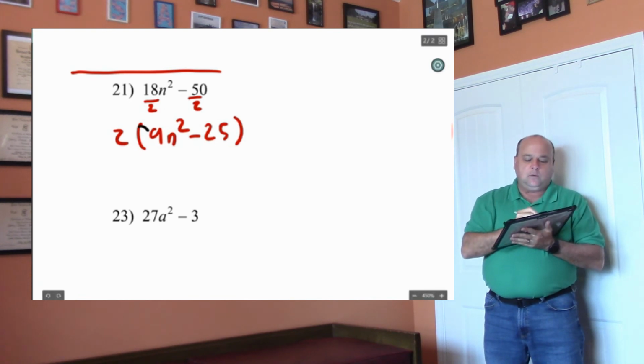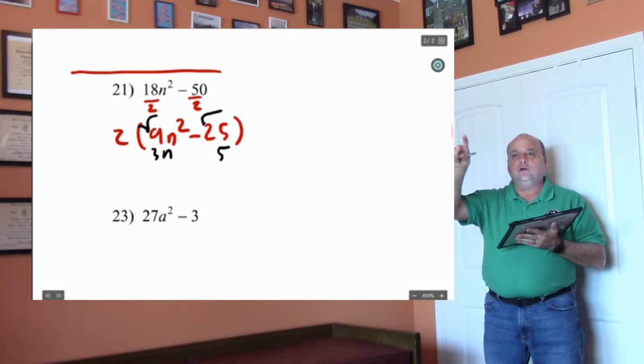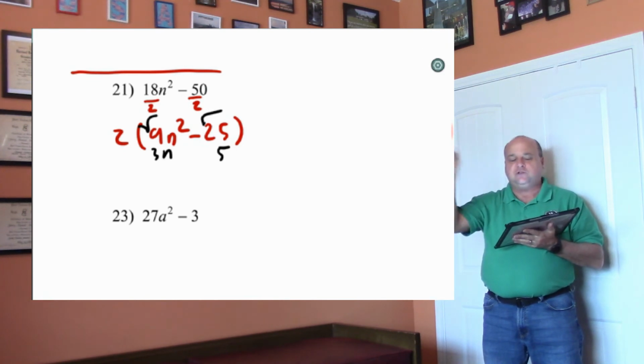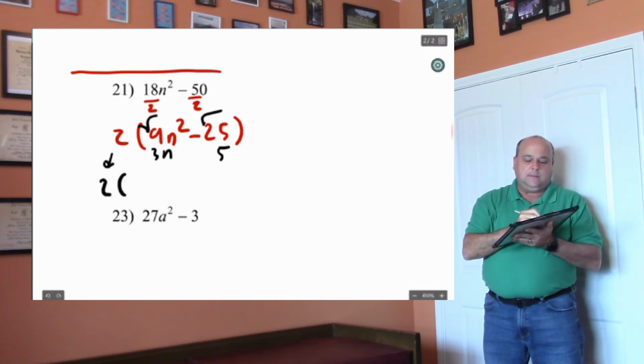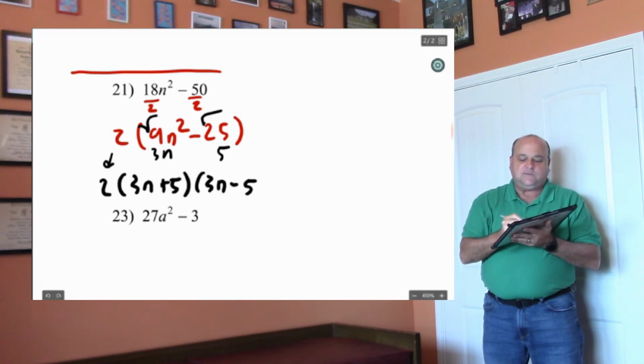So what's the square root and the square root? I get 3n and 5, right? The middle term's gone. I'm going to have the difference of squares. So the 2 drops, and I need a 3n plus 5 and a 3n minus 5.